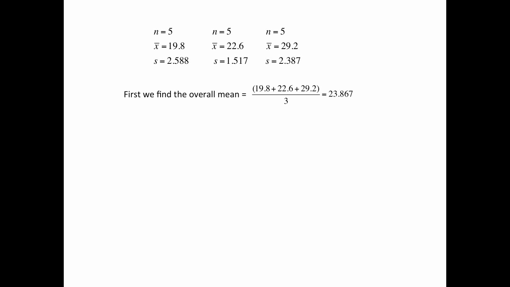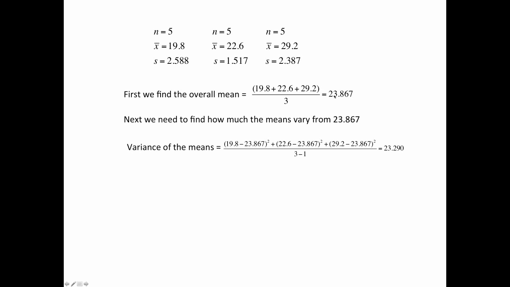And the first thing to do is find out what's the average of the three averages. That's called the overall average. So just add them up and divide by 3. We can do that quickly, 23.867. And then we're going to see for these three means up here, how much they vary away from 23.867. So variance means we're going to have to square them. So you subtract each score from the mean, square it, add those three up, divide by n minus 1. And we get a 23.29. All right, we'll come back to that 23.29 in a second.